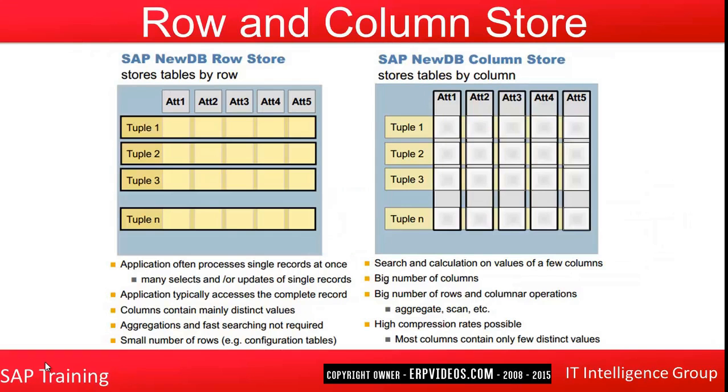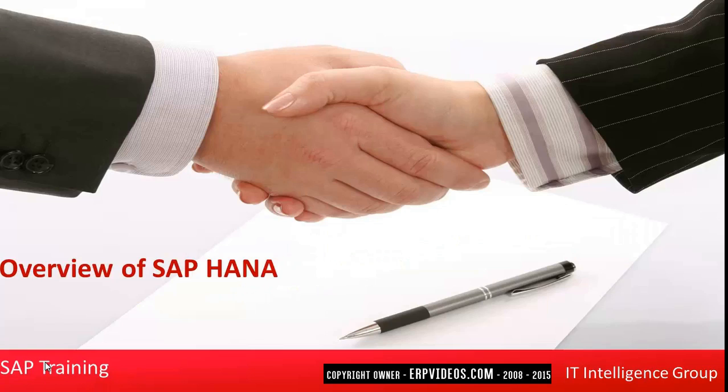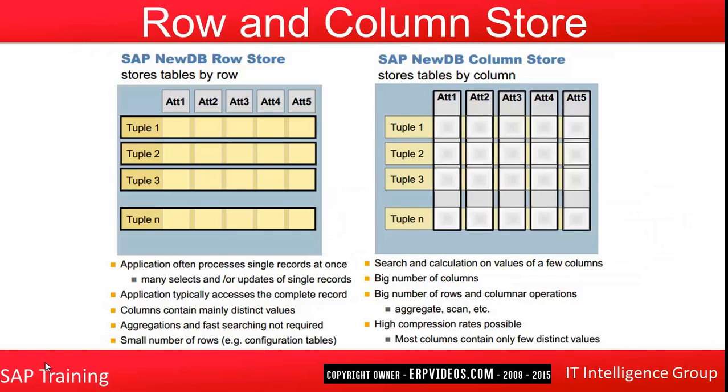To start with, I'll go through a brief overview of SAP HANA before getting into the complex things of SAP ABAP on HANA. As you know, the architecture has changed for SAP HANA. The architecture is no more either row based or column based, but a combination of both row based and column based. So we can get the benefit of both the row store as well as the column store.